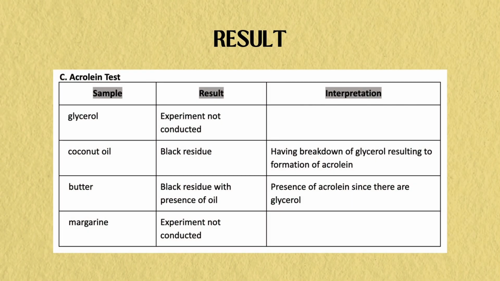For the acrolein test, the coconut oil resulted in a black residue and is interpreted to have a breakdown of glycerol resulting in formation of acrolein. Butter also had a black residue with the presence of oil, which is interpreted as having a presence of acrolein since there is glycerol.